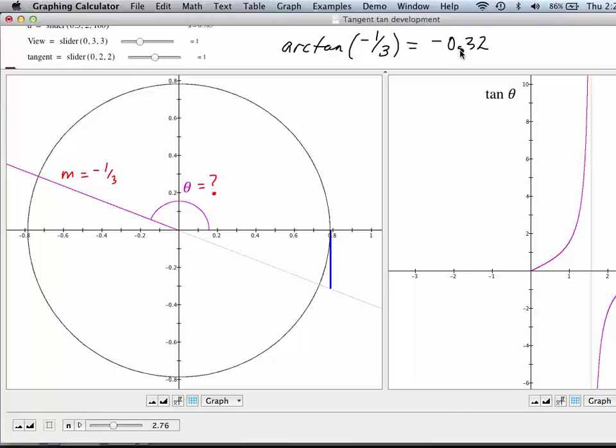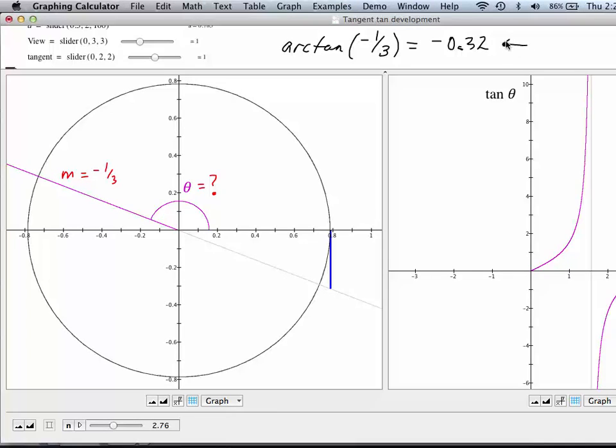All right, so first of all, does that make sense? Looking at the picture here, why does the number negative 0.32 make sense? 0.32 what? Is that radius length? What kind of thing is that? Negative 0.32, what kind of number is that? What does it mean? Angle measure. This is angle measure.